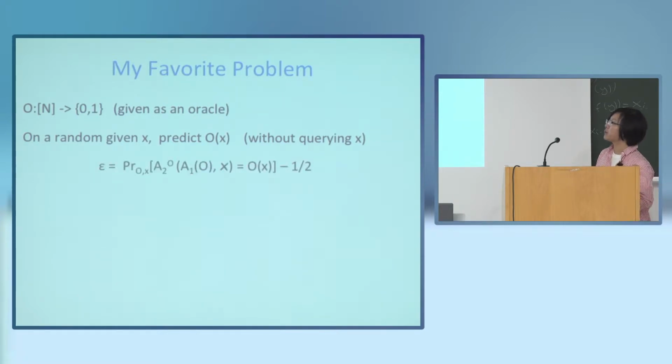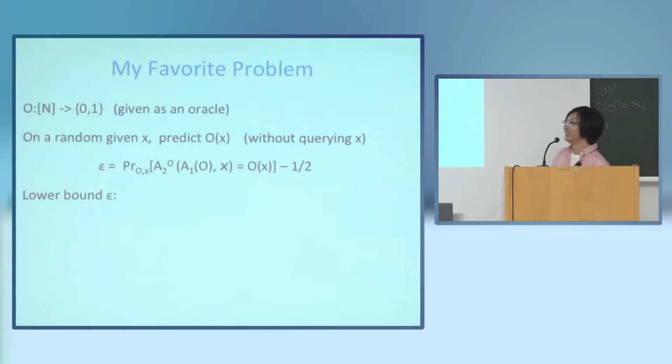And your goal is to maximize your advantage. It's how much better you do than random guessing. So recall we have two important parameters, S and T. S is the length of the advice, and T is the number of oracle queries you can make to O. Okay, let's try to prove some lower bounds, okay, lower bounds on the advantage.